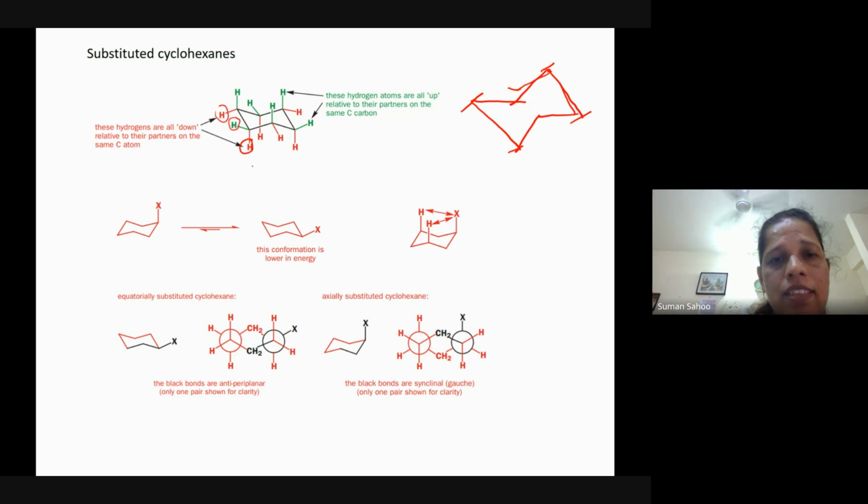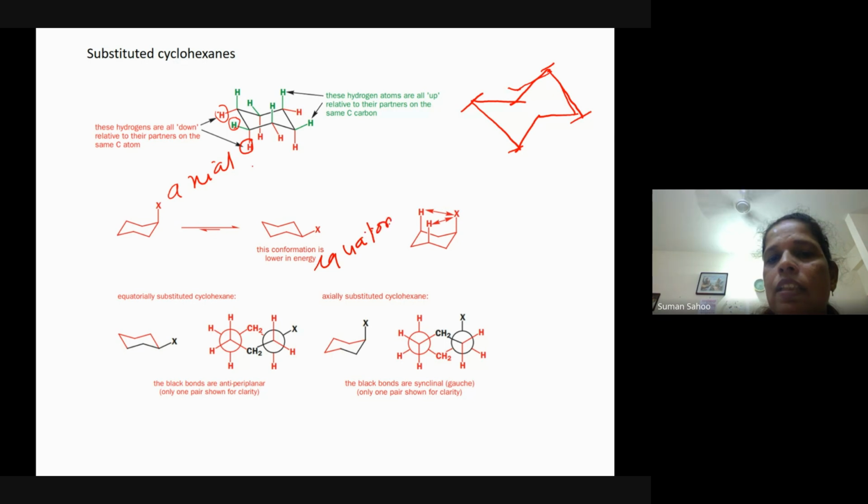If you think there would be steric hindrance here, no, there is not. Actually this hydrogen is up and this hydrogen is down the plane. So when you have a substituted position, it can either be positioned up or it can be positioned like this. This up position is known as your axial. This is axial, and when it is written like this, that is your equatorial.